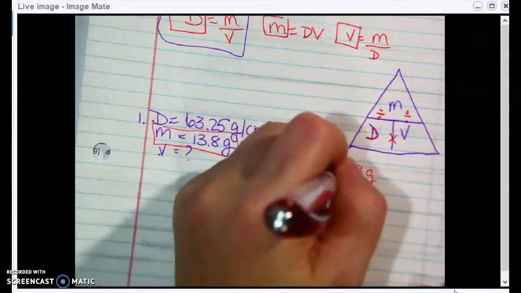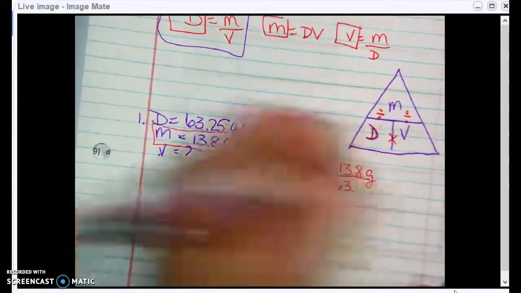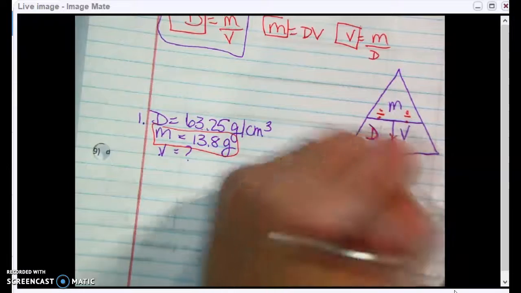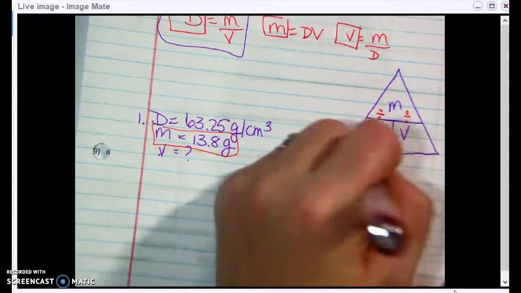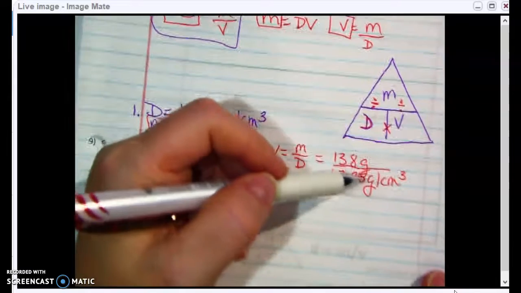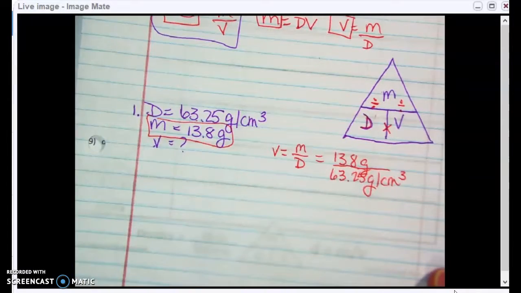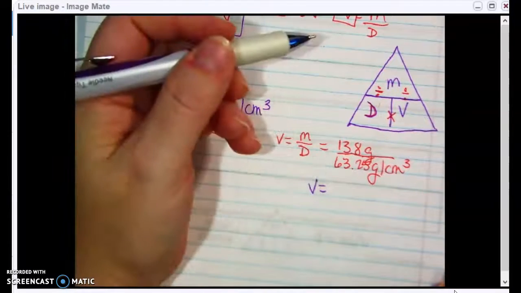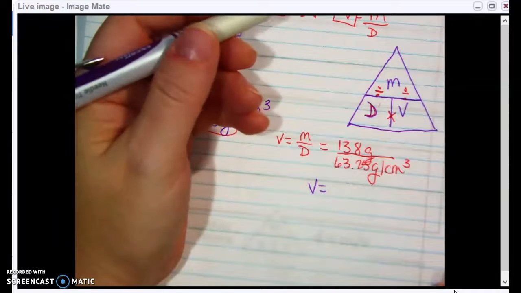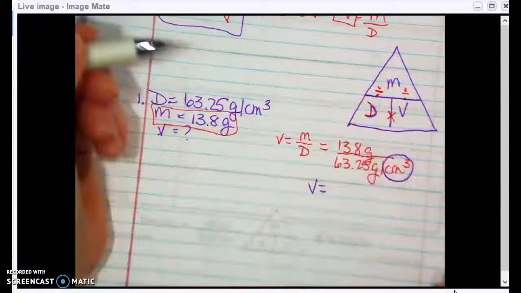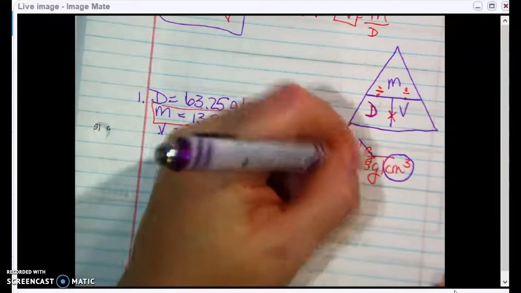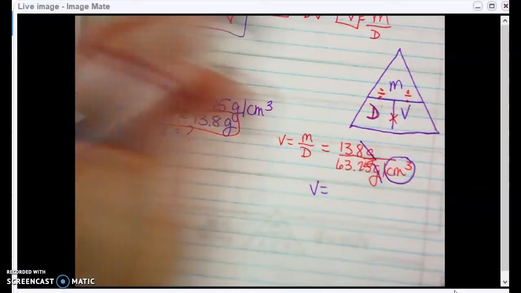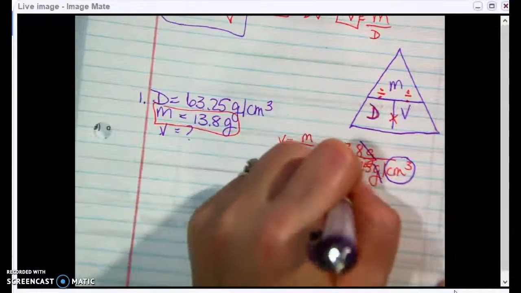Sometimes they'll be smaller on the top than they are on the bottom. Divided by 63.25 grams per centimeters cubed. Now, you need to put the units in the problem. When you do this, it helps you to single out what the unit will be of the answer, okay, because we're looking for volume. Now, you could remember that volume is either going to be liters or meters cubed, and then that means that this is the answer for your units. Or you can just cancel out the ones that are similar or the same, and what's left is what you use as your units.